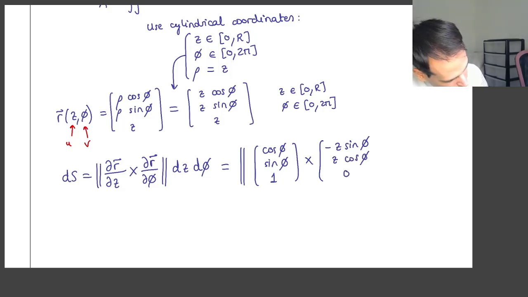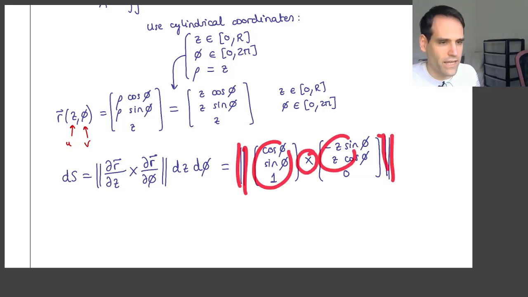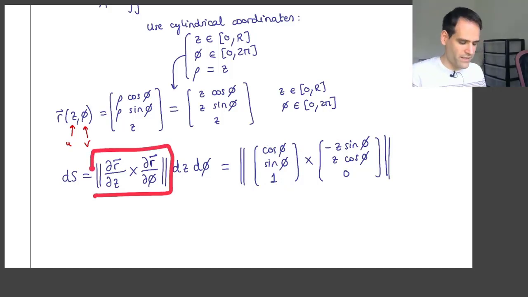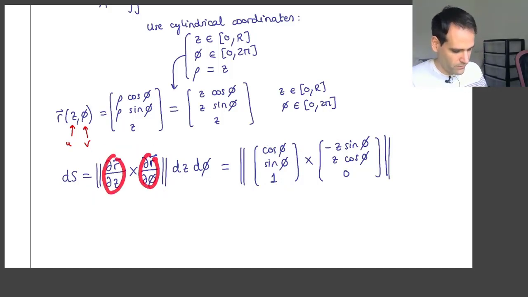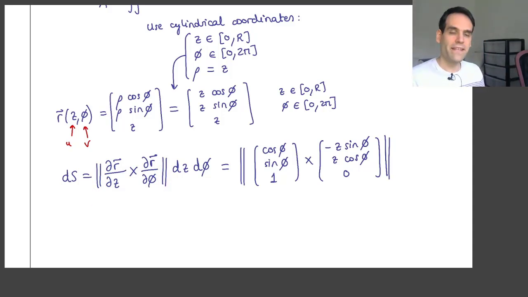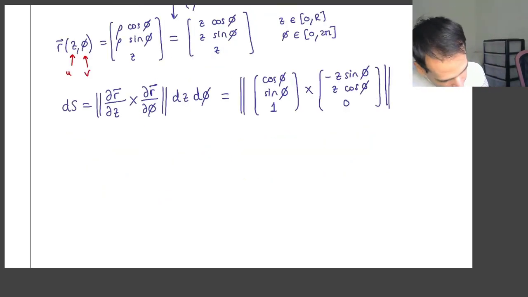Then after we have calculated those vectors, we will have to calculate the cross product, and then we will have to apply the norm. Okay? Always remember, this simple expression involves many steps. Calculating partial derivatives, then calculating the cross product, and finally calculating the norm of the resulting vector. So it is deceptively simple, but it always has many steps. So now we did the first step, which is calculating the partial derivatives. And don't forget to add dz d phi.